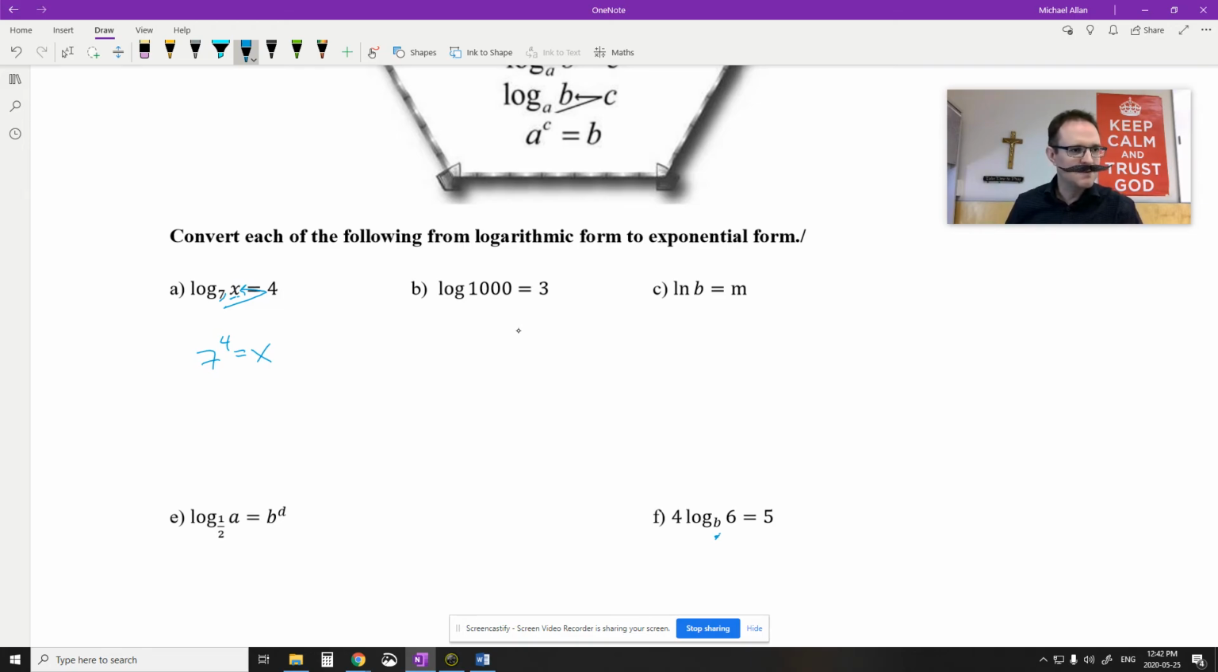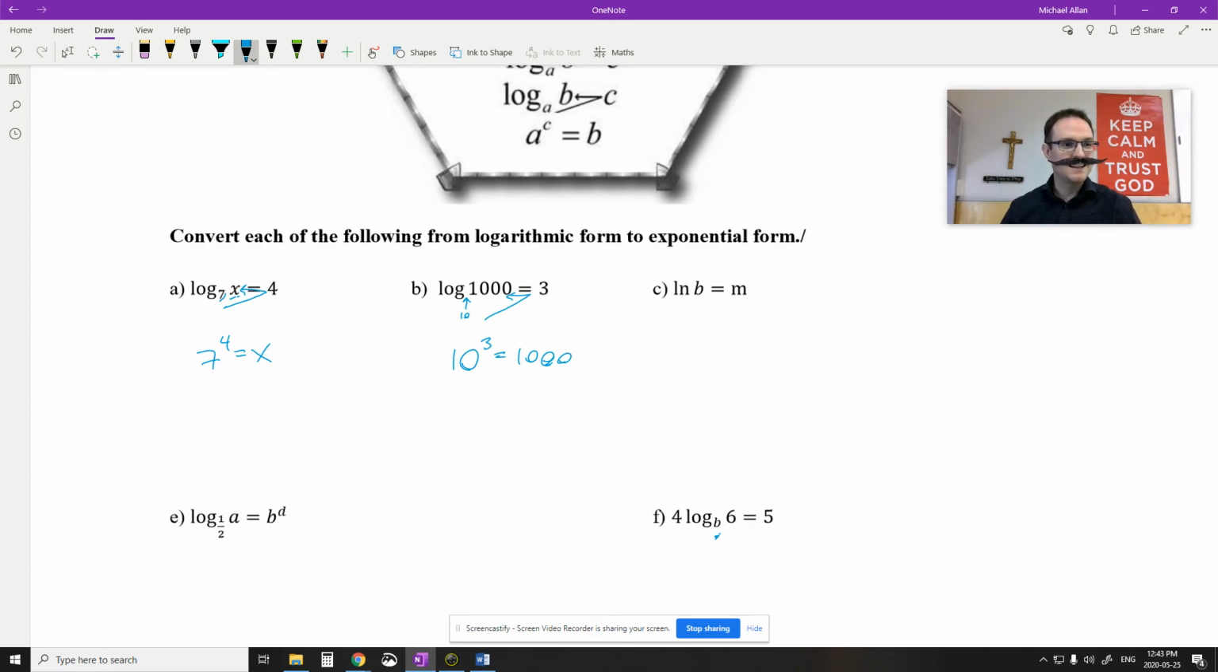Now remember what I said before. If you don't see a number, you assume it to be 10. So this would be 10 to the power of 3 is equal to 1,000. Which kind of makes sense. 10 to the power of something has to be 1,000, 10 to the power of 3. You put it in a calculator, 10 times 10 times 10 is equal to 1,000.